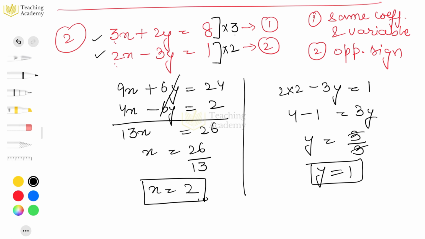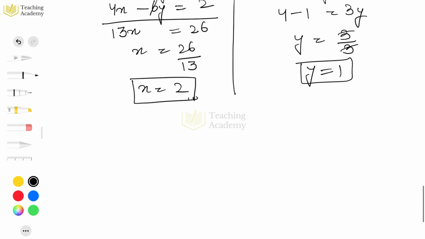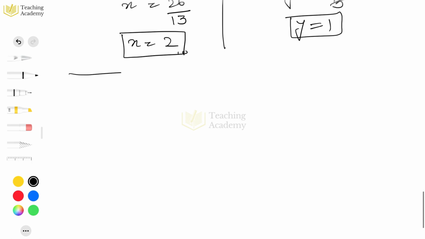There must be some questions in which you won't see the opposite sign, right? So for that opposite sign, you have to make it on your own. How do we make it? We'll be multiplying with a negative number as well in it. So let's just take one more question.